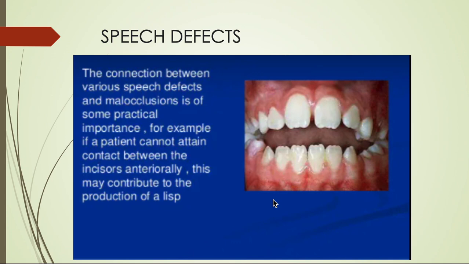Speech defect. The connection between the various speech defects and malocclusion is of some practical importance. For example, if a patient cannot attain contact between the incisors or the patient is having an open bite, it will contribute to the production of lisping. So, to correct all that, we have to correct that malocclusion or correct that open bite or midline diastema spacing and all to correct the speech defect.